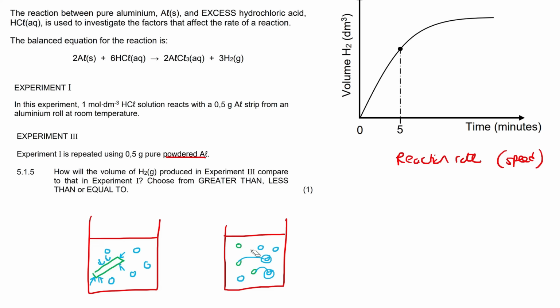But by having it in a powder form, you expose every single particle so the reaction can happen a lot faster. But you're not going to produce more hydrogen gas. You're not going to make more product. You're just going to make it go a lot faster. So once again, your graph would just do that.